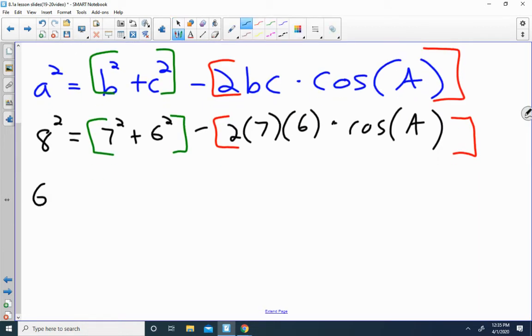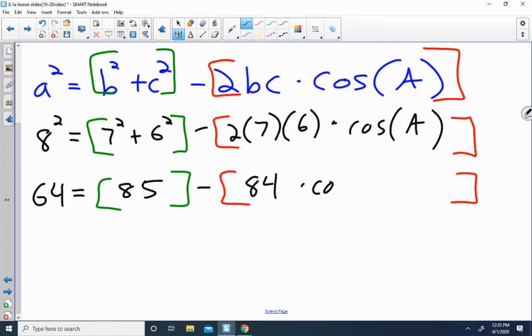So first, over here, I'm going to have 64. 64 equals, I'm going to get my brackets in. All right, so 7 squared plus 6 squared. I'm going to go ahead and just compute all that in the calculator. So clear 7 squared plus 6 squared, right? That's going to equal 85 when you do all that. Now I'm going to subtract it from this. I'll go ahead and do 2 times 7 times 6, correct? And that's going to give me 84. And that's still going to be times cosine of big A.